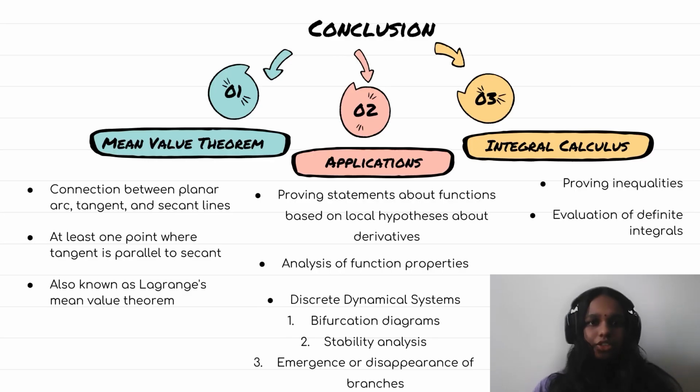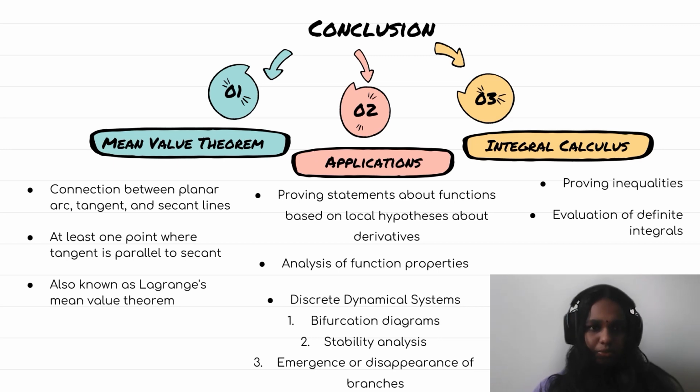As a conclusion, the mean value theorem, also referred to as the Lagrange mean value theorem, establishes an important link between a planar arc and its tangent and secant lines. It asserts the existence of a point where the tangent and secant are parallel. This theorem holds immense importance and has a wide range of applications across different fields.